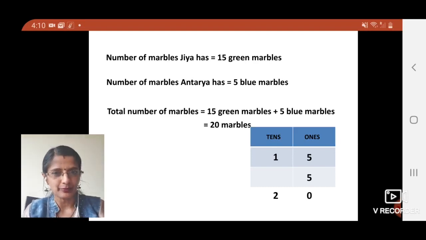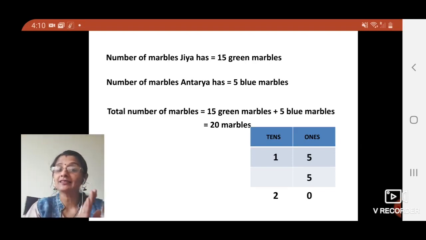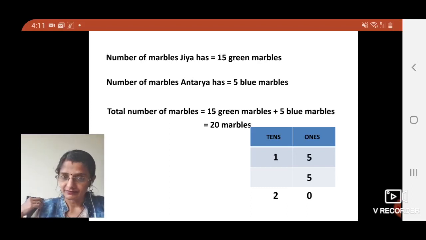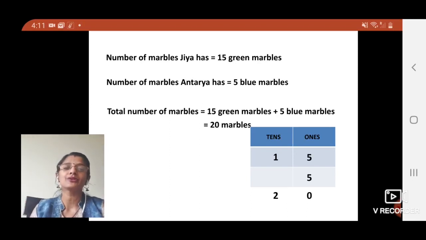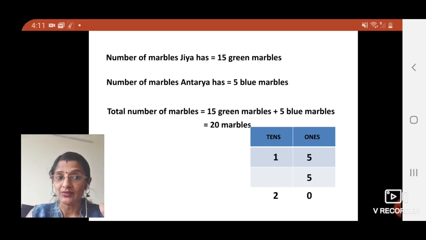So based on that, we have framed the sentence. The second one, number of marbles Antarya has. Again, the second information was Antarya has 5 blue marbles. So based on that, we have framed the sentence. Correct? And the third one, the question was find the total number. So we have framed the statement as total number of marbles. So 15 green marbles plus 5 blue marbles is equal to 20 marbles.